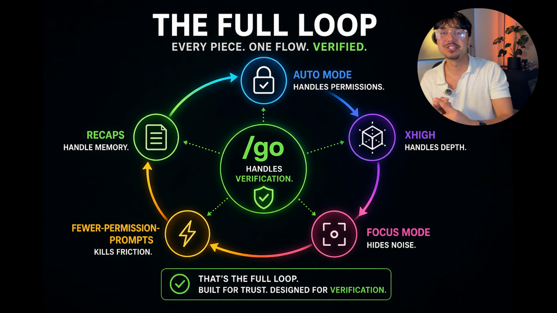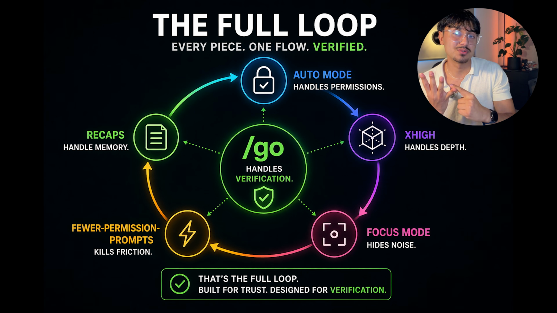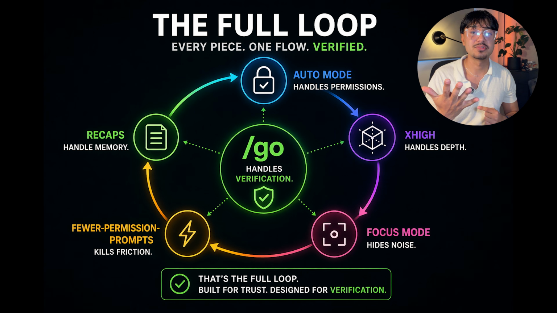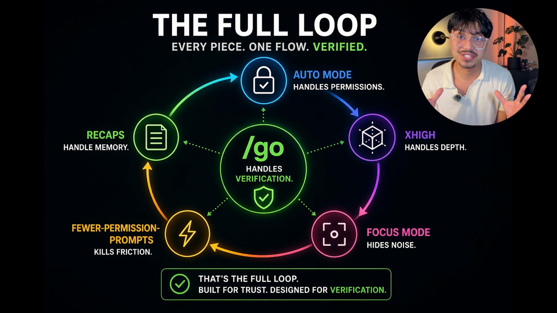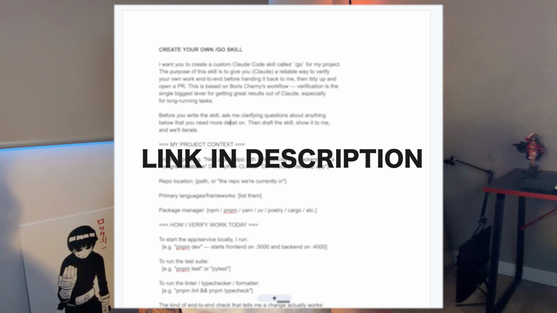And this ties the entire video together because auto mode handles permissions, xhigh handles depth, focus mode hides noise, fewer permission prompts kills the friction, recaps handles memory, and /go handles verification. That's the full loop. You can build your own /go skill through Claude Code because it has skill development built in. The point Boris is trying to make here is stop typing the same instructions over and over. Package them. If you want to build your own /go skill, just copy paste this prompt.